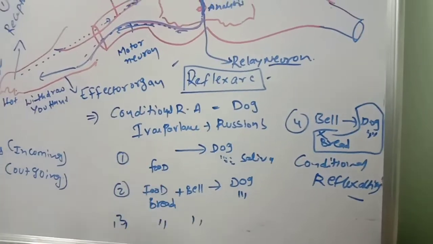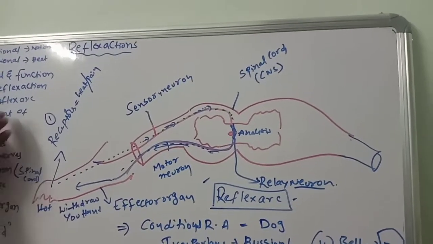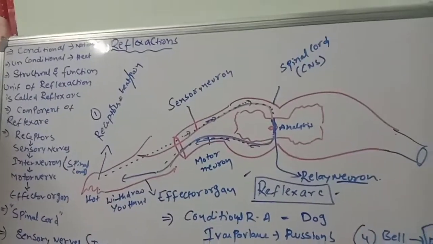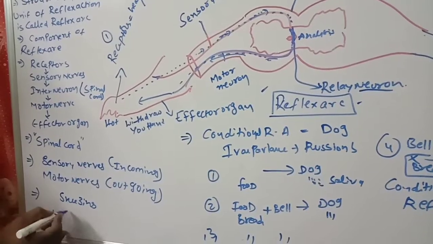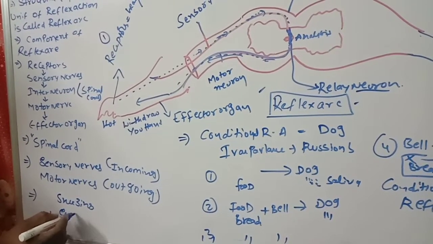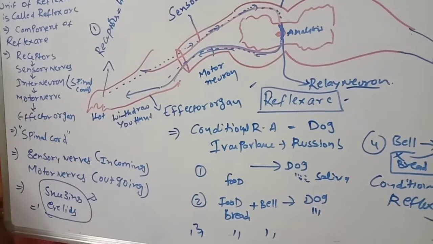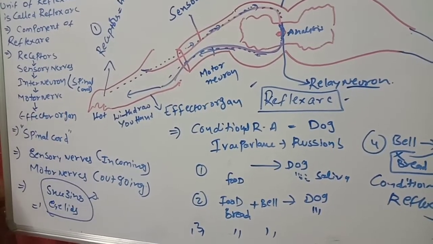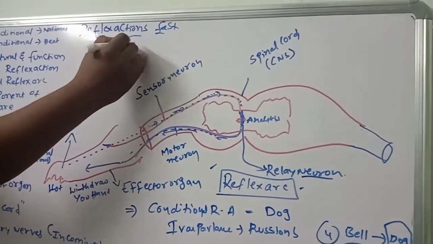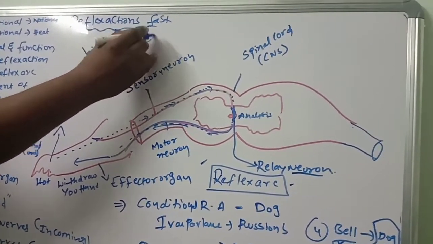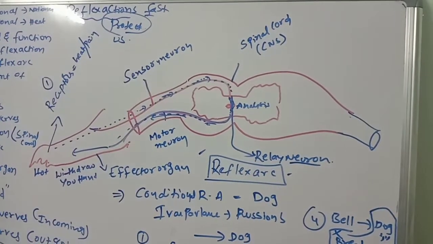So these are the main important parts of reflex actions: the reflex arc and examples like sneezing. If you see a snake, you will jump away, and closing of the eyelids is also a reflex. These are very fast, very quick reflex actions that protect us from danger.